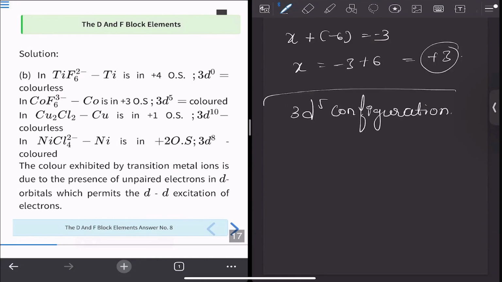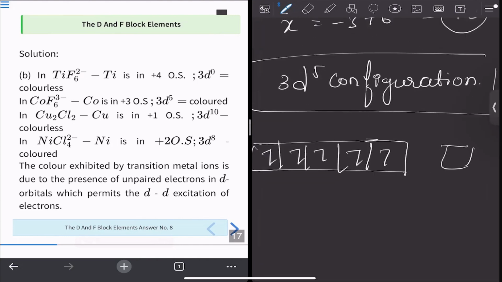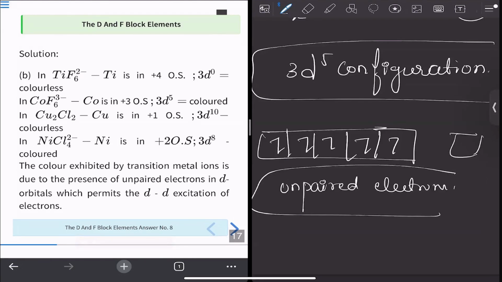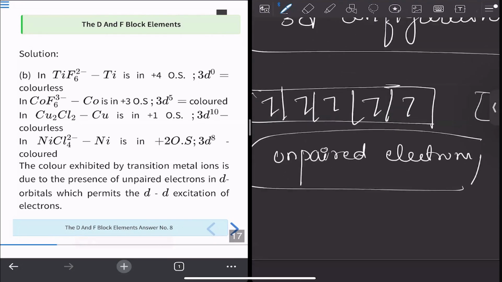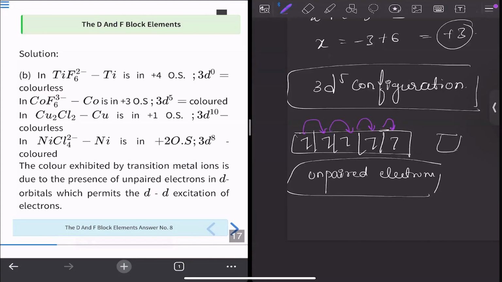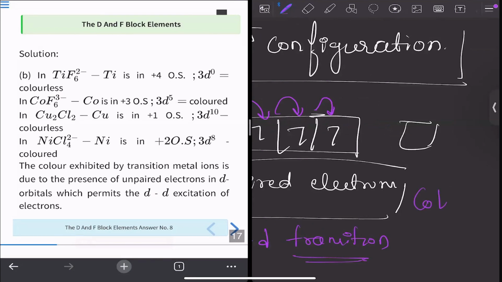The 3d5 configuration has five unpaired electrons. These electrons can jump from one orbital to another. This is known as d-d transition. It can undergo d-d transition. Because of the presence of these electrons, it is a colored compound.